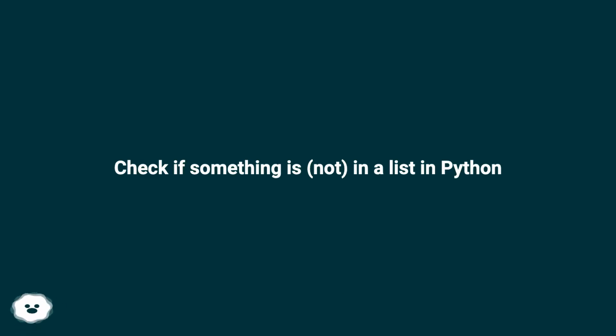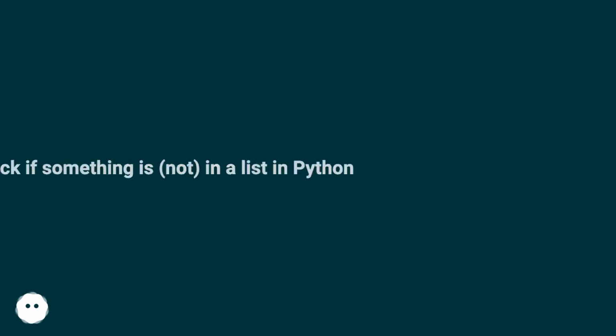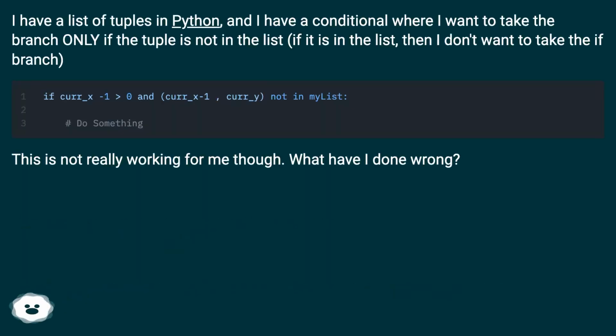Check if something is not in a list in Python. I have a list of tuples in Python, and I have a conditional where I want to take the branch only if the tuple is not in the list. If it is in the list, then I don't want to take the if branch. This is not really working for me though. What have I done wrong?